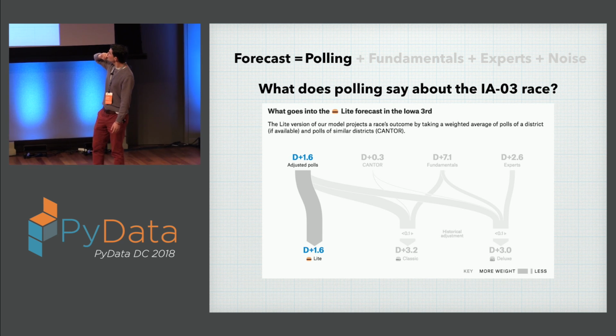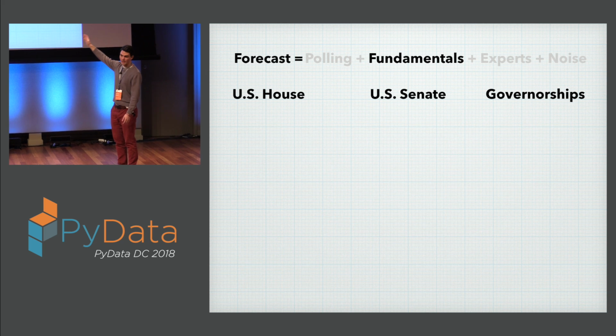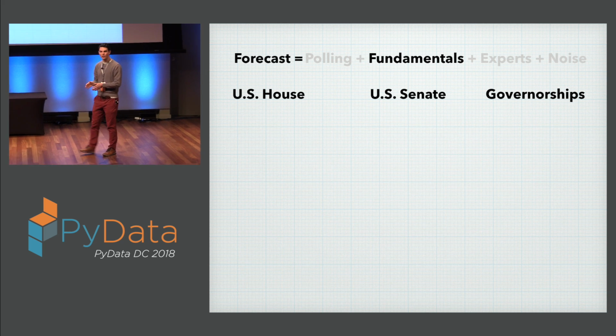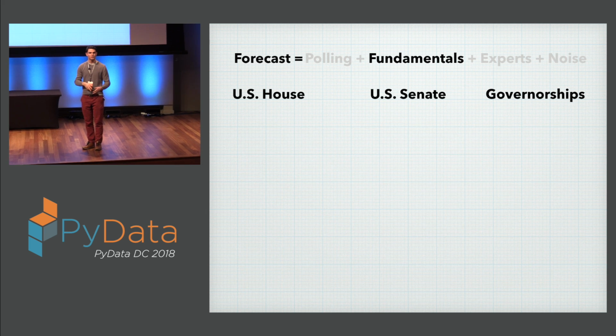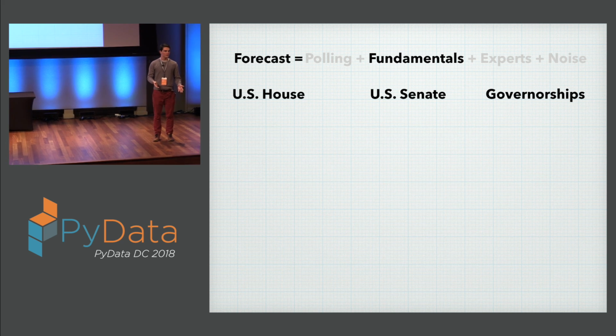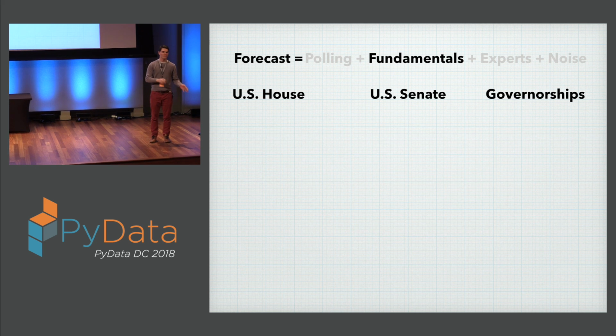Now, let's shift to fundamentals. So now we're shifting into the second independent category that 538 cares about in terms of determining the way that a given district or area is going to fall. There's three different types of elections that 538 is forecasting, right? Senate, House, governorships. We've talked mostly about House and Senate so far, and that's going to continue to be the case.